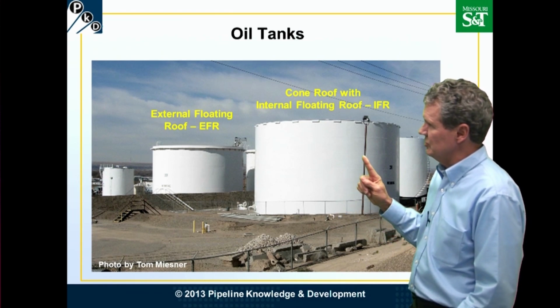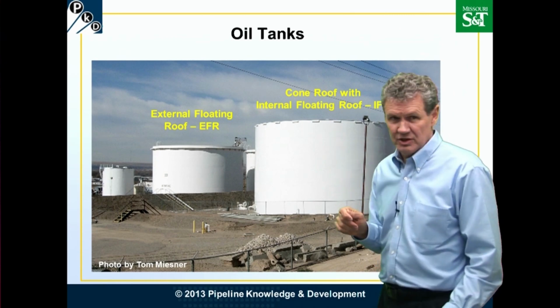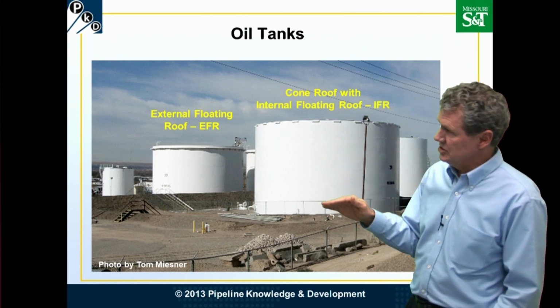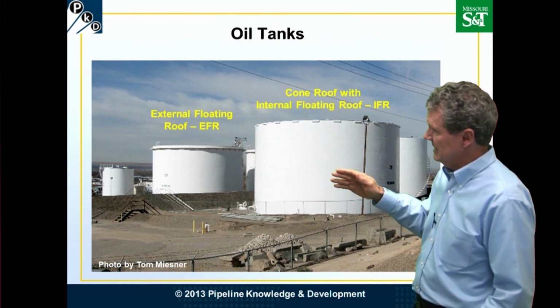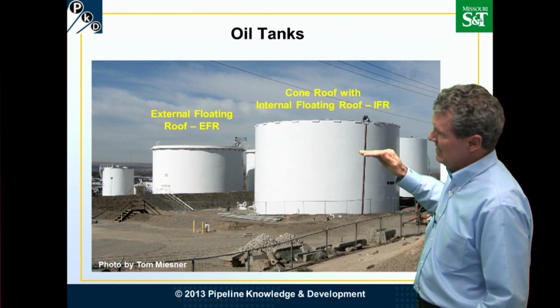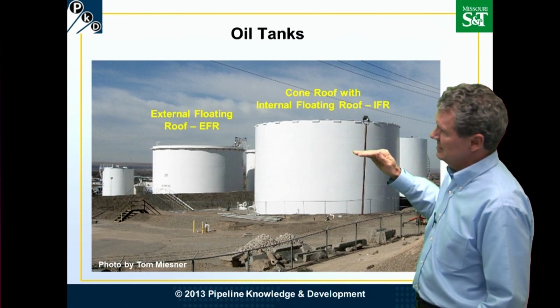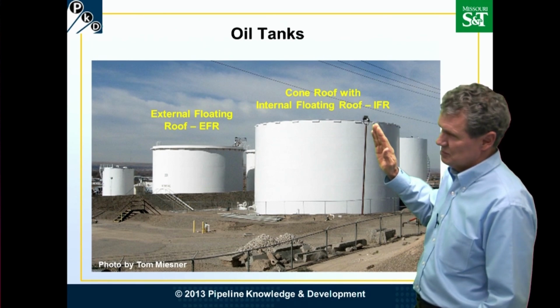So if you look at this cone roof tank, you can see up here there are little openings that look like vents, and those are what they are. They're vents, so that whenever the roof that's in this tank floats up and down, if it comes down, it can allow air to be drawn in. If it comes up, then whatever's above the roof will be displaced out.